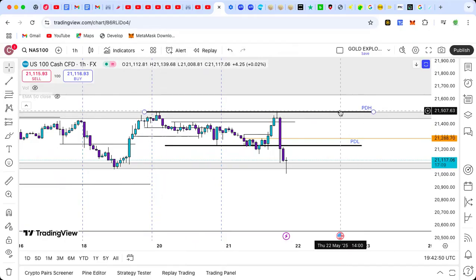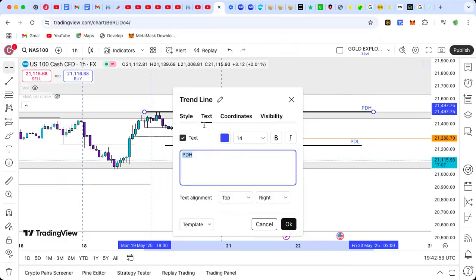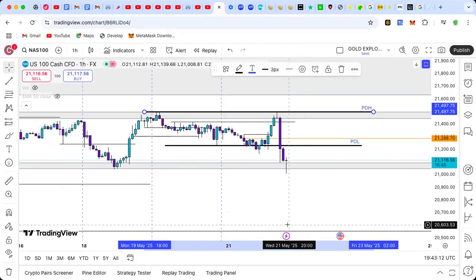You just double click on the line and then go to text and then tick this one, right? And then type PDH. That's previous day high. Put it in caps, PDH, and then I click OK. So here you have it, the same thing you do here.